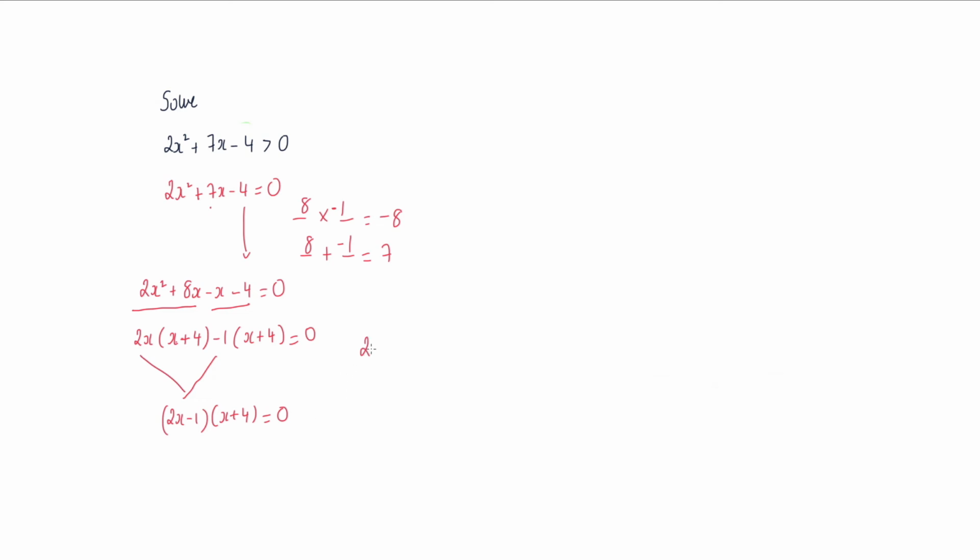So we're going to do the same thing. Now we're going to have 2x minus 1 equals 0. We're going to solve for x. So move the minus 1 to the other side, which is 1, and then divide it by 2. So that's x equals 1 over 2. x plus 4 equals 0, so you know x is going to be minus 4. So we've got two solutions.